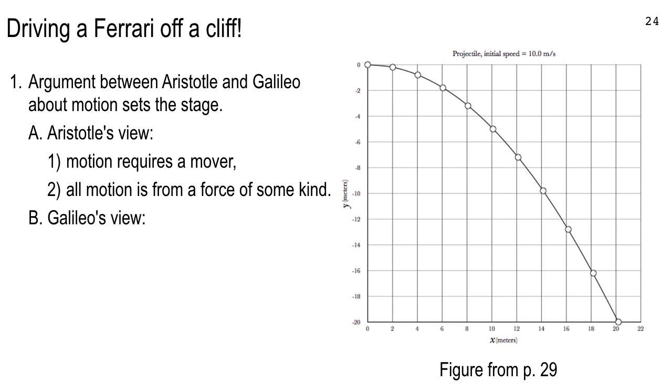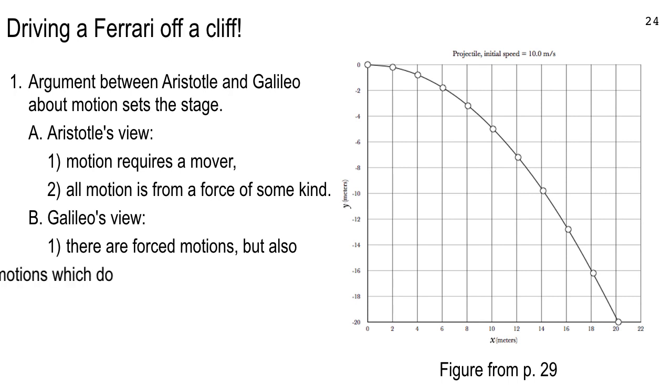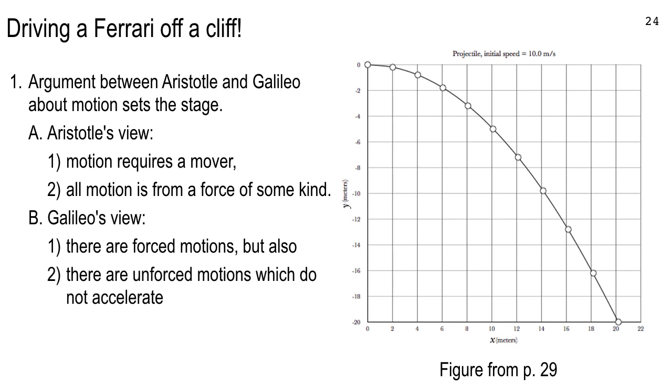And Galileo abstracted out all the forces except for gravity. He said there are forced motions, and he agreed with Aristotle about that. And he said there are unforced motions, in other words, no force acting, but they don't accelerate. And that is where he differed with Aristotle. So they neither slow down nor speed up. Now that's the flat surface at the top of the cliff.